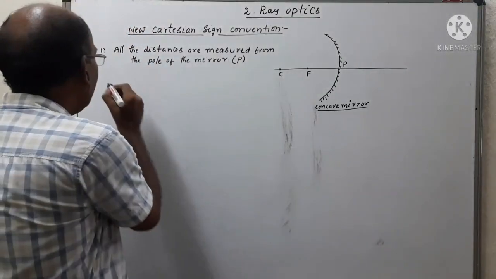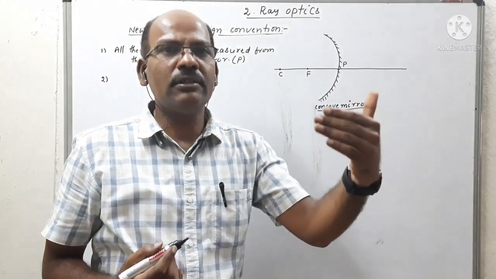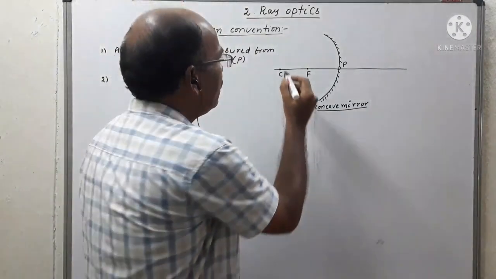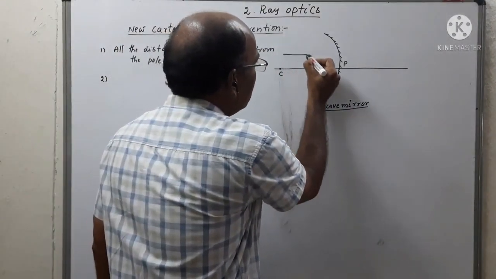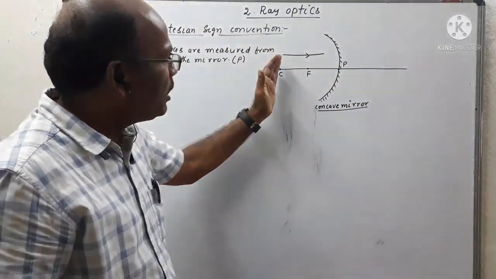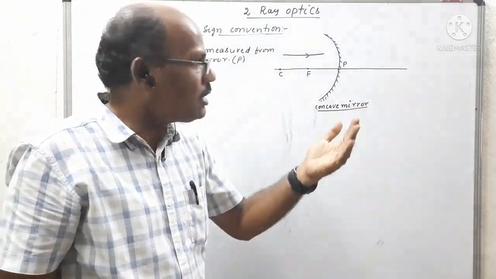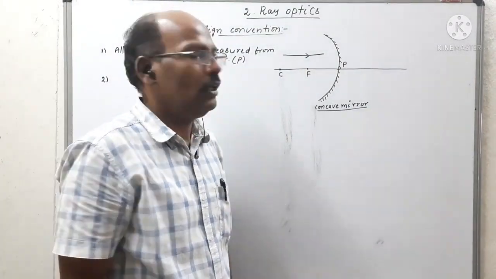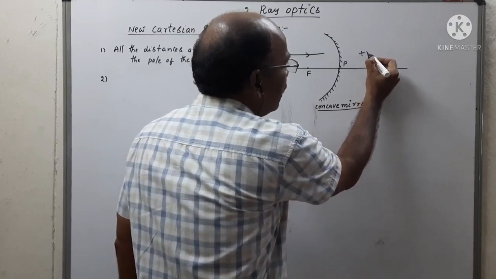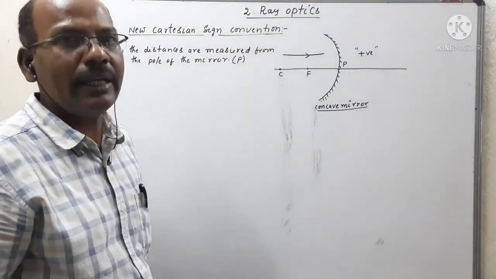Coming to the second one. The distances measured in the direction of the incident light are taken as positive. Here we observe that the incident light always travels from left to right. If the distances are measured in the direction of the incident light, these distances are taken as positive. So that is the second point.